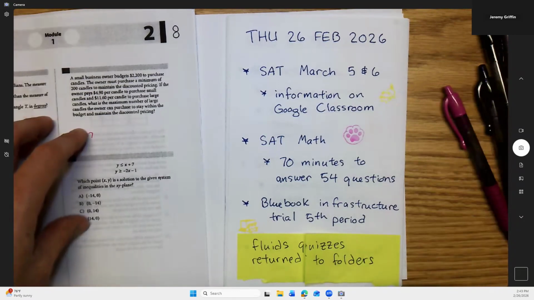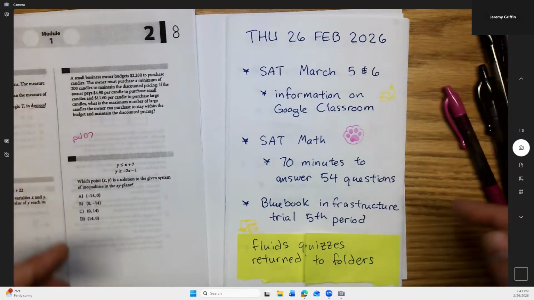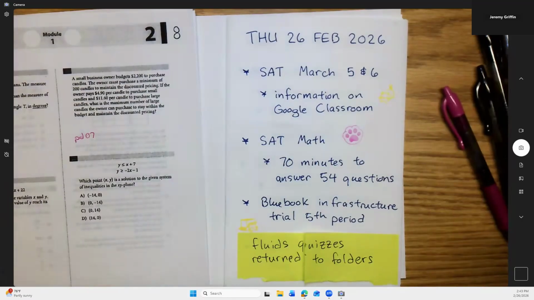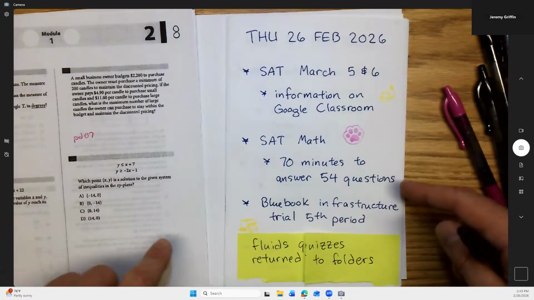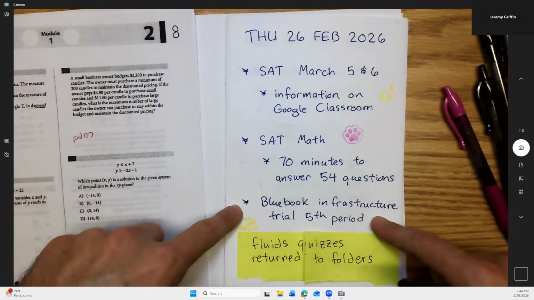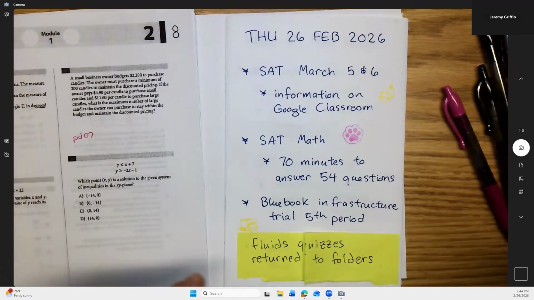The SAT math is in 2 modules. Collectively, it's 70 minutes to do 54 questions. So a good rule of thumb is you have a little bit more than 1 minute per question to pace yourselves there. You guys did this infrastructure trial in fifth period. Make sure everybody can get on Blue Book.